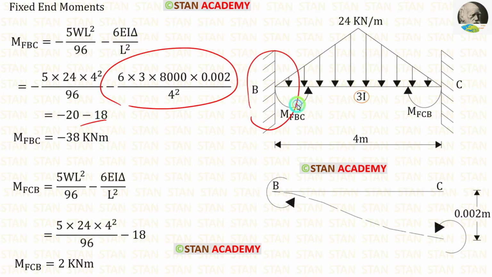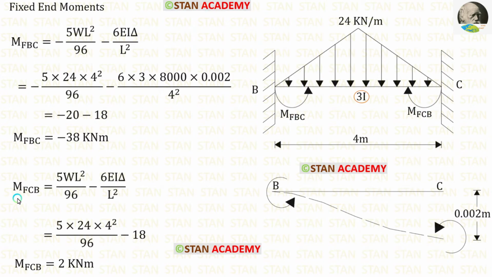In the points B and C, the fixed end moments due to sinking will be same. So for MFCB, we can apply this value directly. No need to find one more time. After the calculation, for MFBC, we are getting minus 38, and for MFCB, we are getting 2.